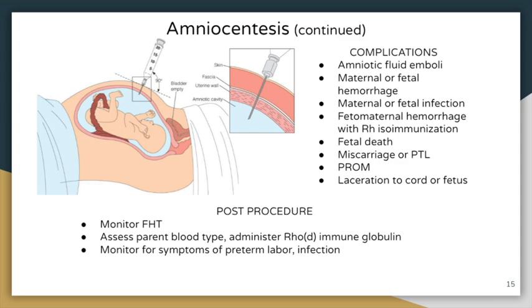After the procedure, we want to monitor the fetal heart tones, and again, we want to assess the parent's blood type and give that gamma globulin if needed, and monitor for symptoms of preterm labor and infection. The thing is that the needle is so long and skinny, 99% of the time, the little tiny hole that gets put in the sac from the needle kind of seals itself back up, which is nice.